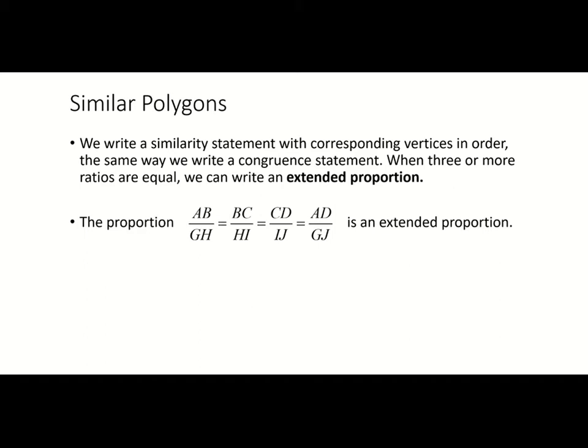When we look at similar polygons, we can write a similarity statement using corresponding vertices in order. And when we do that, we can make an extended proportion. So with our extended proportion here, for our figure that was on the other page, AB over GH, AB would correspond to one side on one of the figures, GH would be the corresponding side on the other figure, and so on down the line. If you were to simplify all those fractions, they would all simplify to the same thing, for instance, like 3 to 2, or 7 to 4, 2 to 1.